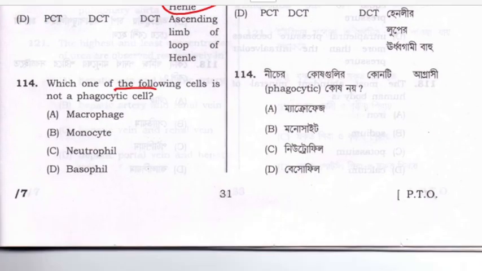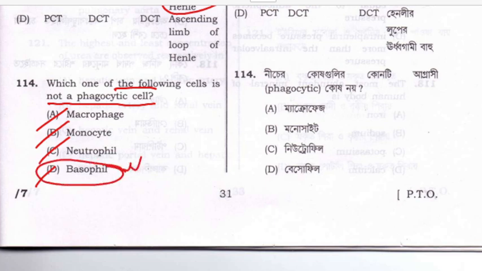Which one of the following cells is not phagocytic? Macrophage, monocyte, neutrophil, basophil. Among them, which is not a phagocytic cell? So basophil is not a phagocytic cell.